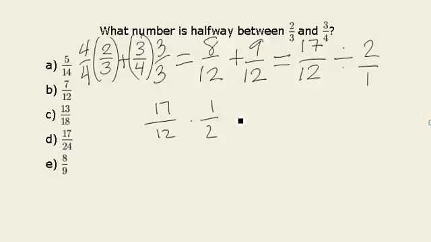Again, you can multiply straight across. So 17 times 1 would be 17. 12 times 2 would be 24. As you can see, this actually corresponds to D over here.